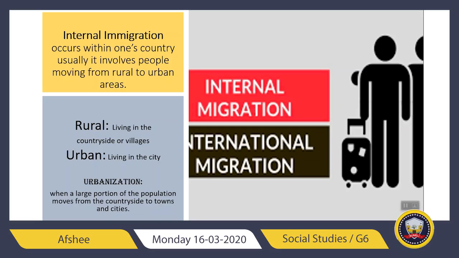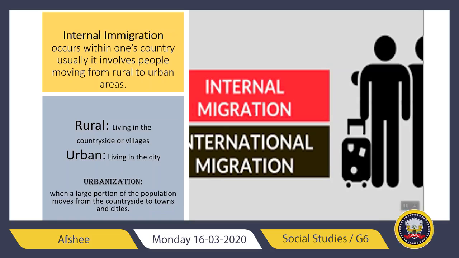Next, we talk about internal immigration. What is internal immigration? In simple words, it is moving from rural to urban areas. What is rural? Rural means living in the countryside or villages, and urban means living in the city. Urbanization means when a large portion of the population moves from the countryside to the towns and the cities. This is called urbanization. I'm telling again, when a large portion of the population moves from countryside to towns and cities.